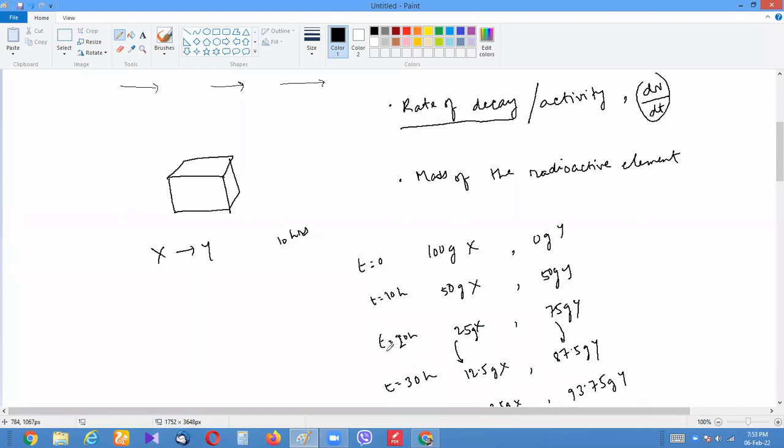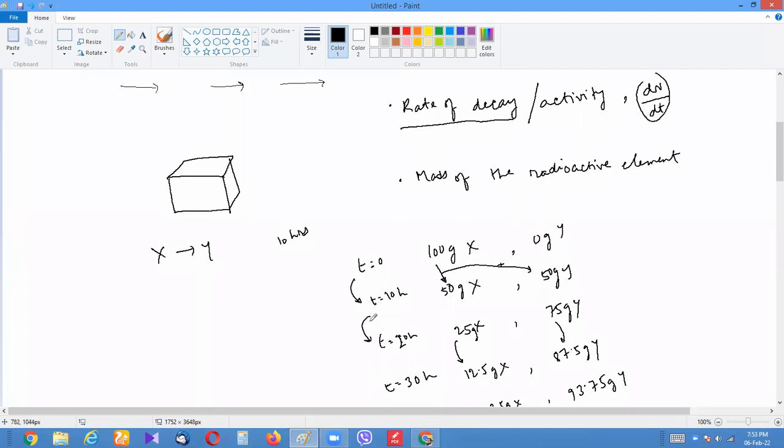Anyway, to get to the point, pay attention. At t equals to 0, if we assume that we start with 100 gram of X element and we have 0 gram of Y, so that is 100% X. Then after 10 hours, which is after one half-life, this will reduce by half, and whatever reduction that happened will get added over here. So we have 50 gram Y.